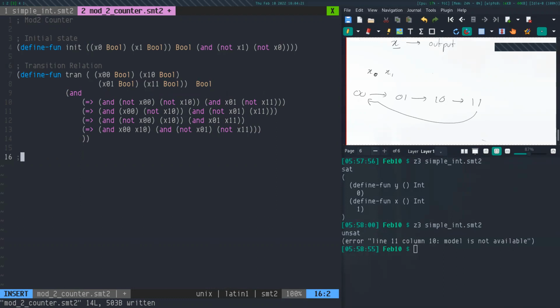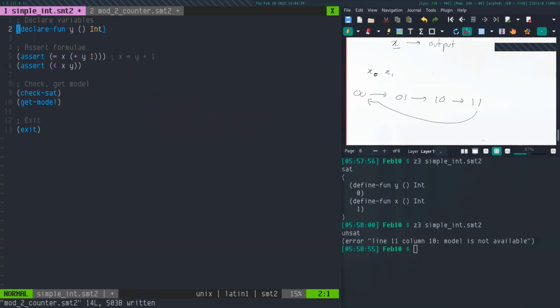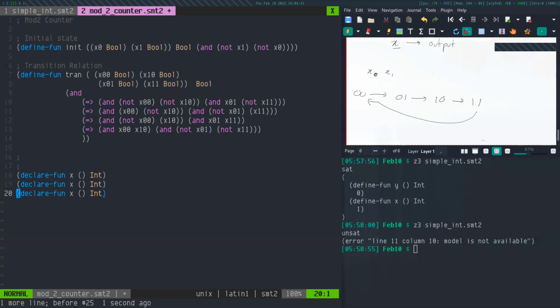I wanted to show you something that relates back to some of the BMC stuff we were doing last week, but I don't think I have too much time. So I'm just going to show you one transition, what it looks like. Let's declare some variables. Just copy this thing here. Let's say that we have x00, x01, x10, x11.